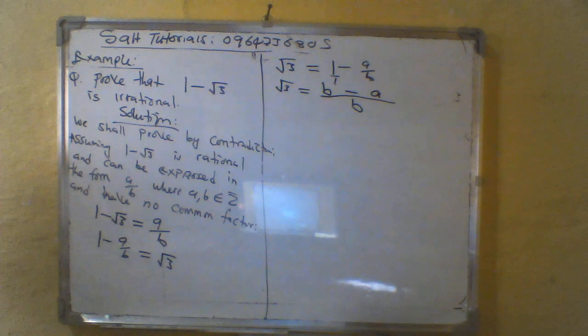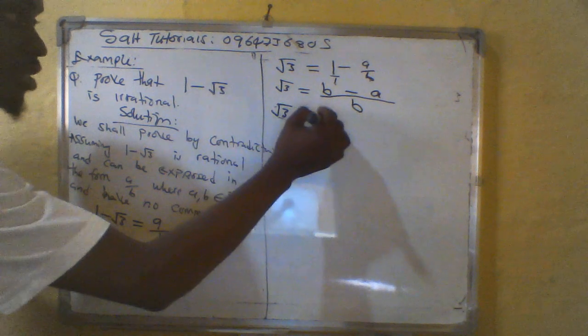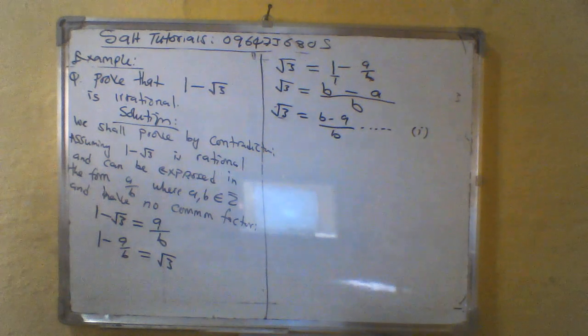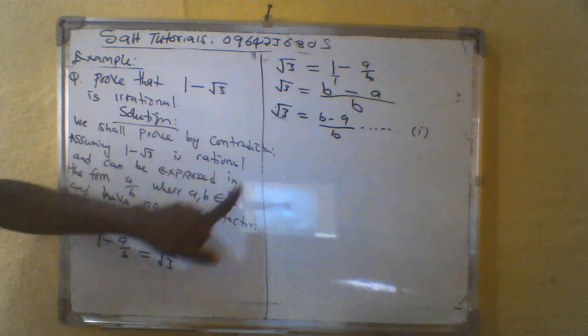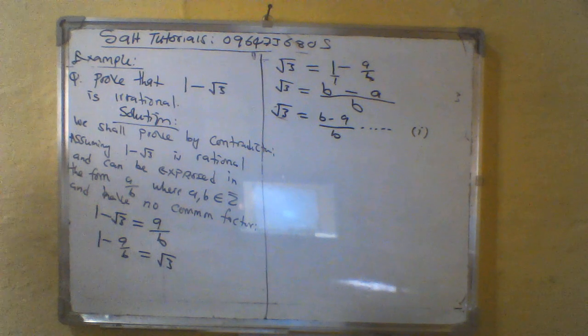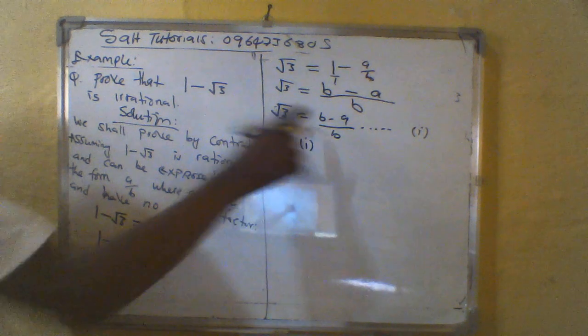And then from there, what am I going to have? I'm now going to have the same root 3 as the expression b minus a over b, which is my equation there. So root 3 equals b minus a over b. What can we state from statement 1? If a is an integer and b is also an integer, this implies that the outcome of b minus a is also going to be what? An integer.